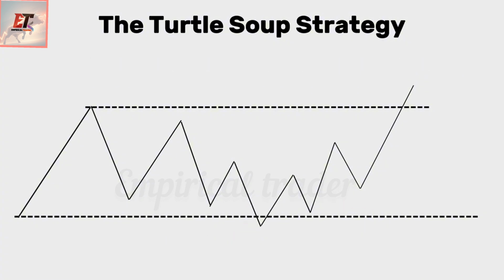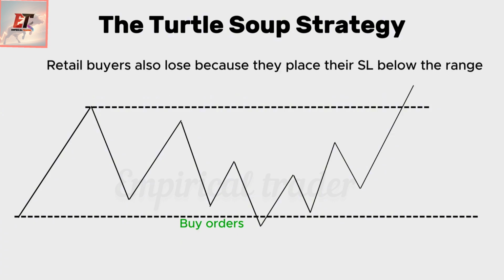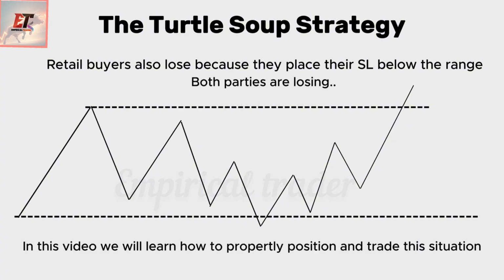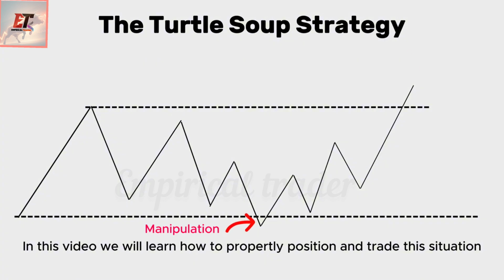Some traders are also using more basic trading tactics like support and resistance, for example, and they are entering buy longs from here, and they also lose. People who are entering short also lose. So both traders who are shorting and buying long here are losing. So in this video, we are going to learn how to properly trade this situation. You see, after this manipulation, the direction is very clear, which is to the upside and to the swing high.